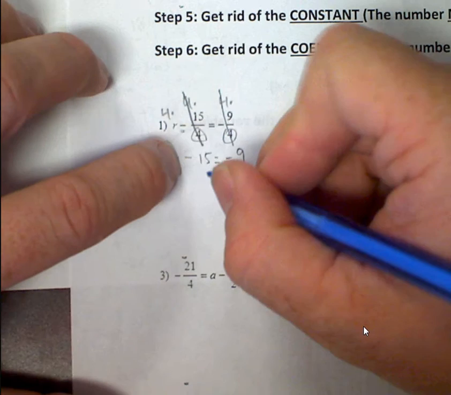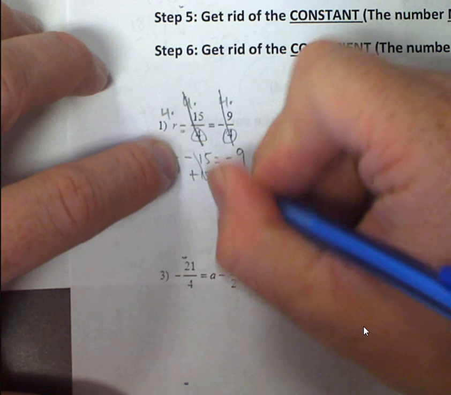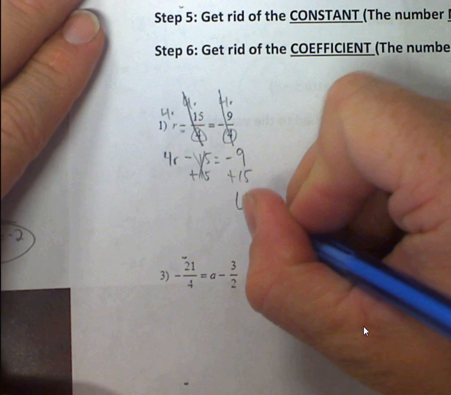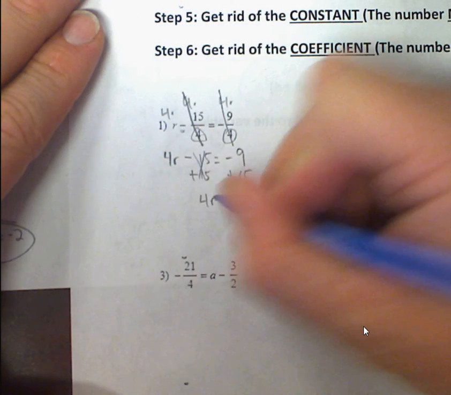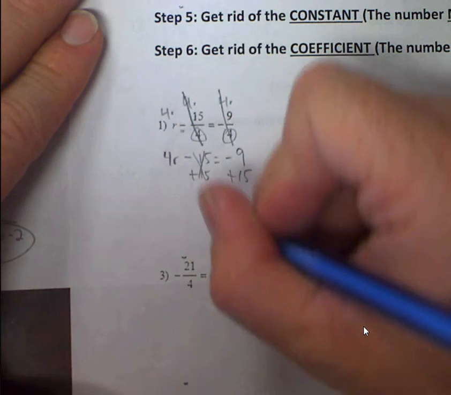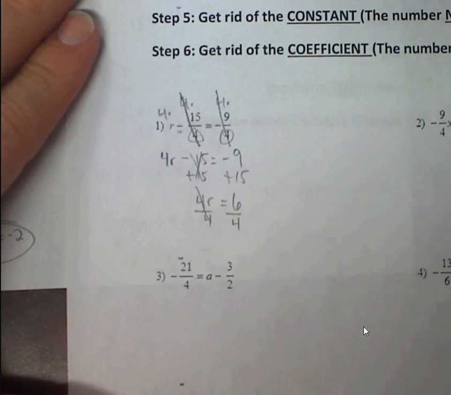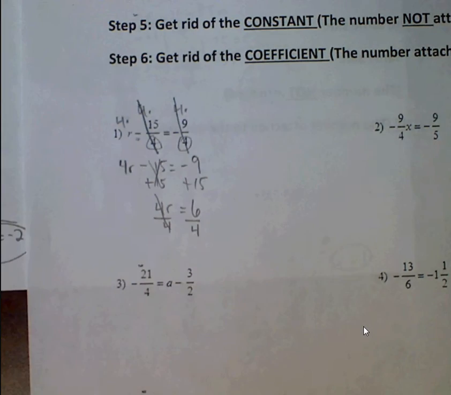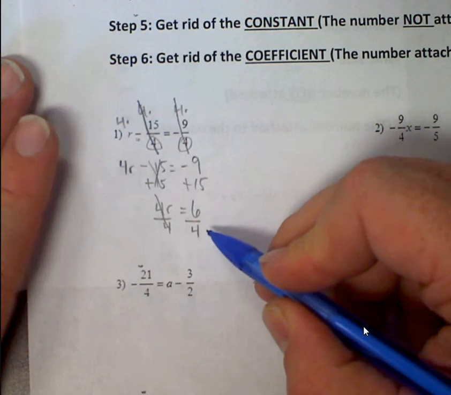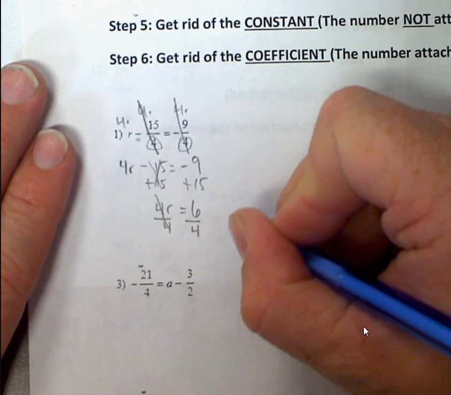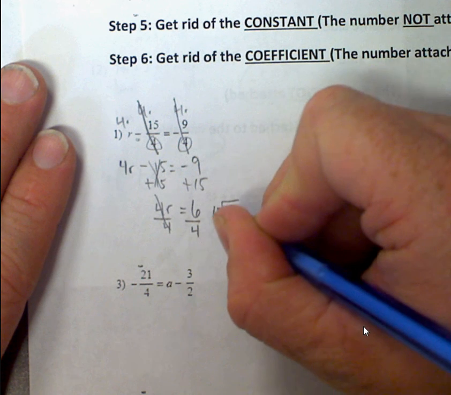Now we're back to the easy part. We get rid of the constant. Negative 9 plus 15 is 6. 4r. Divide by 4. Now instead of getting whole numbers, we're going to actually start to get fractions. The first thing I notice is the top number is bigger than the bottom. So I'm going to go ahead and divide.